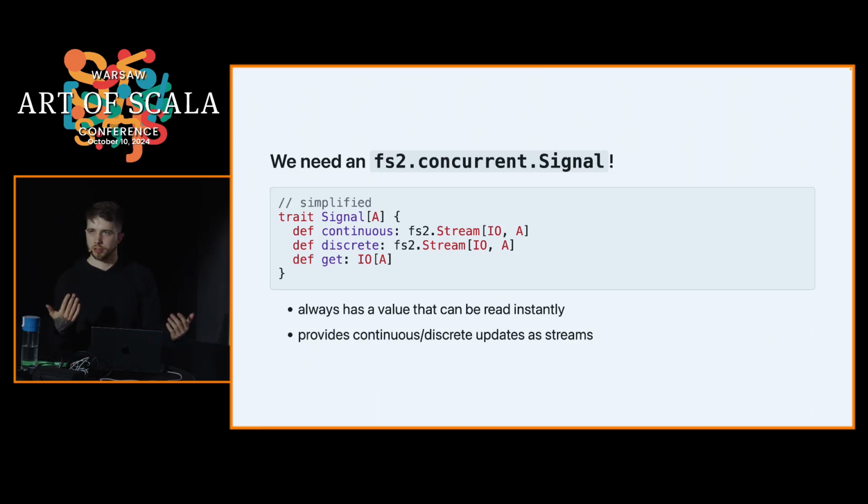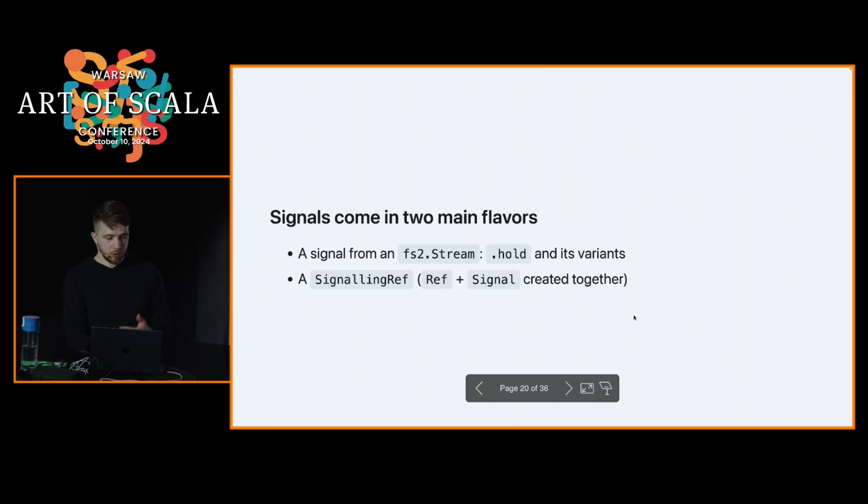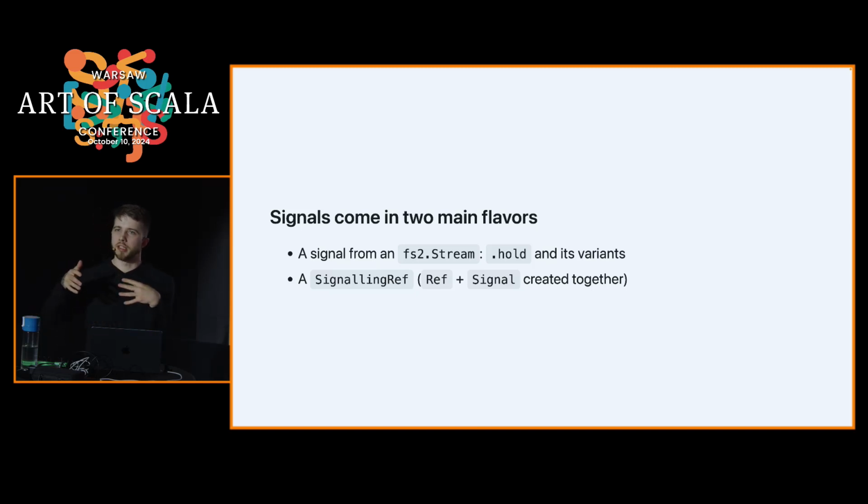But long story short, you will never miss the fact that something did happen, and you will always display the latest value from the user's point of view. So signals, how do we get them? They come in two flavors. One is when you have a stream, you can capture it as a signal, which will always hold the latest value emitted by that stream, which is why it's called hold. Or you can make a signaling ref.